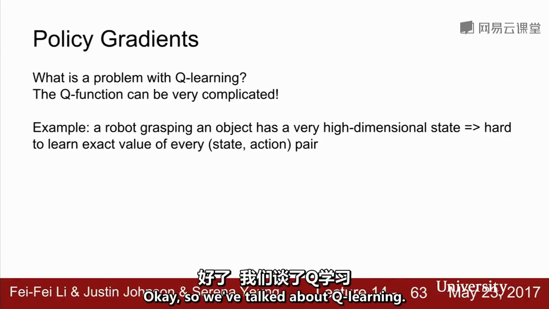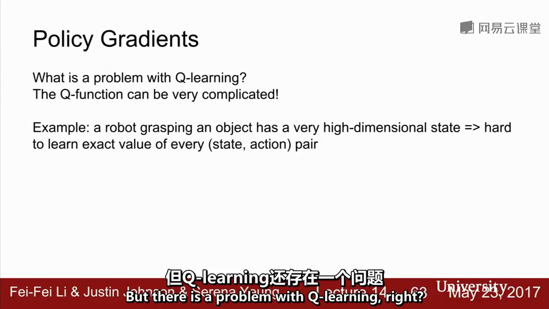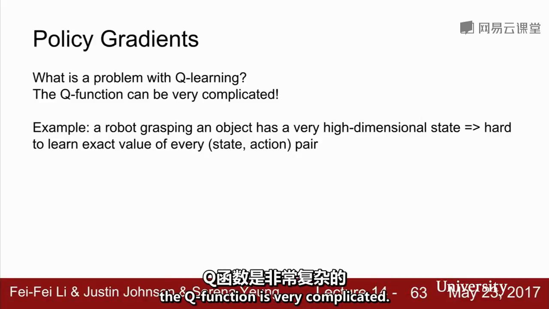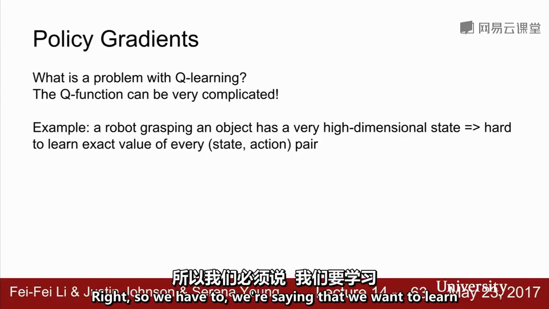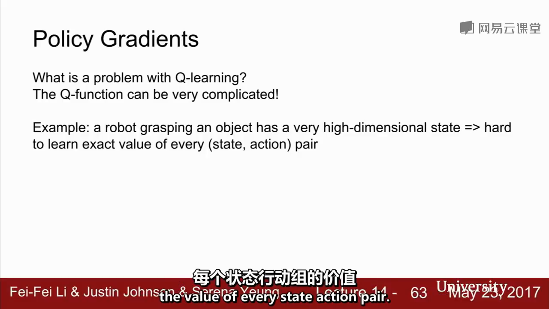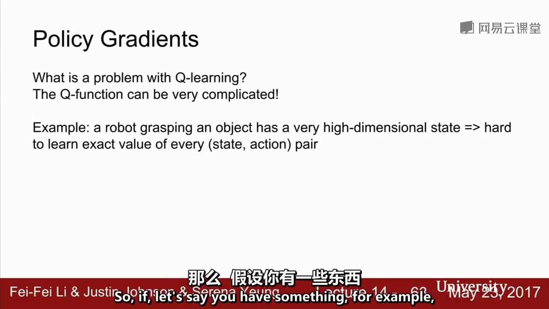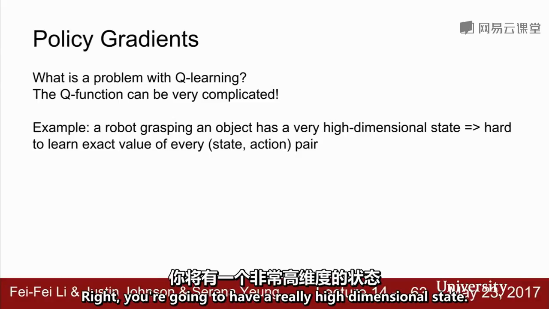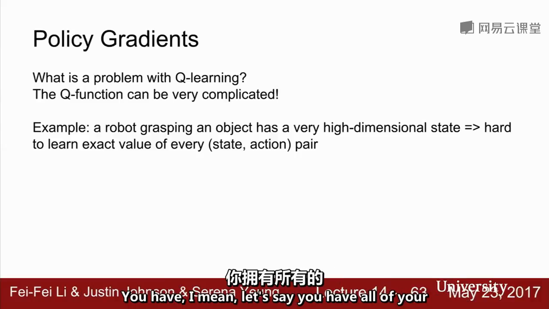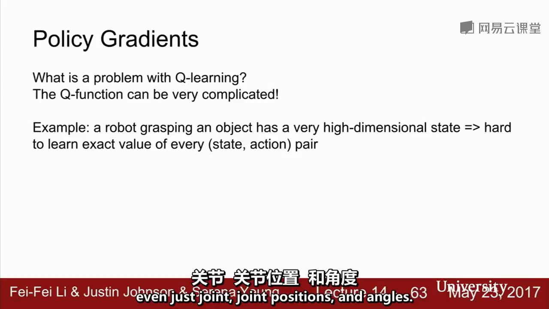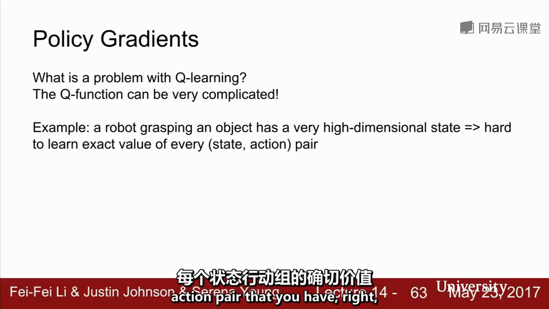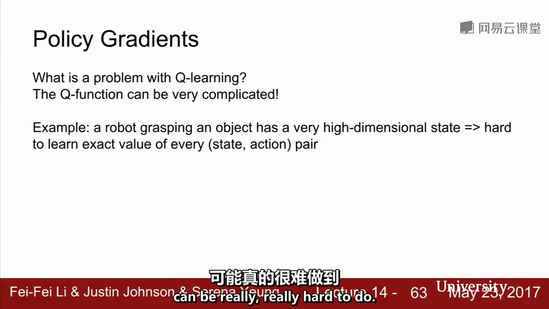Okay, so we've talked about Q learning, but there is a problem with Q learning, right? It can be challenging, and what's the problem? Well, the problem can be that the Q function is very complicated, right? So we're saying that we want to learn the value of every state action pair. So let's say you have, for example, a robot wanting to grasp an object, right? You can have a really high dimensional state. Let's say you have all of your, even just joint positions and angles, right? And so learning the exact value of every state action pair that you have can be really, really hard to do.